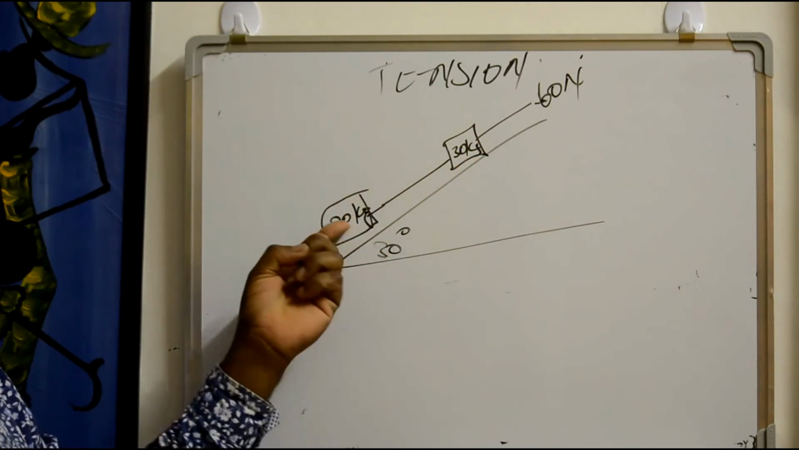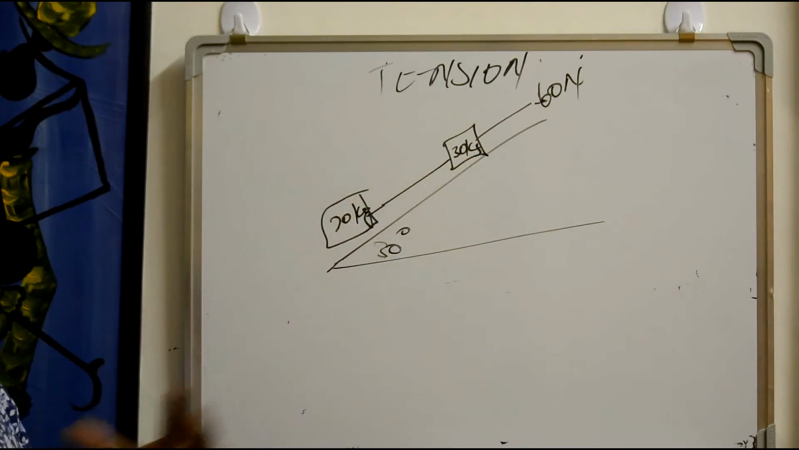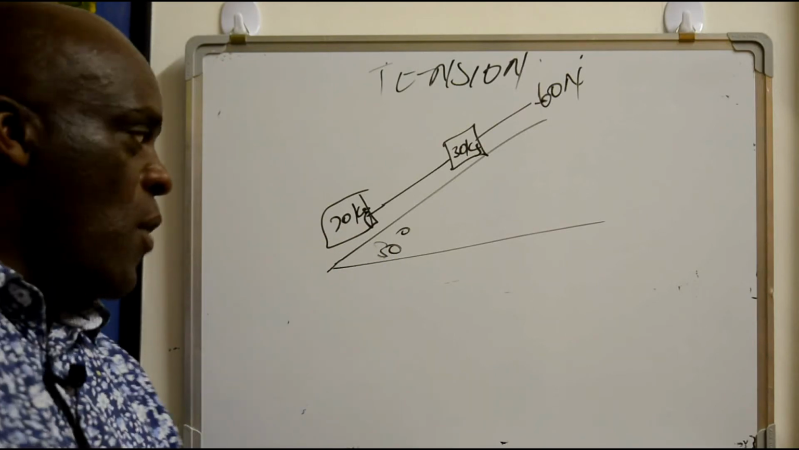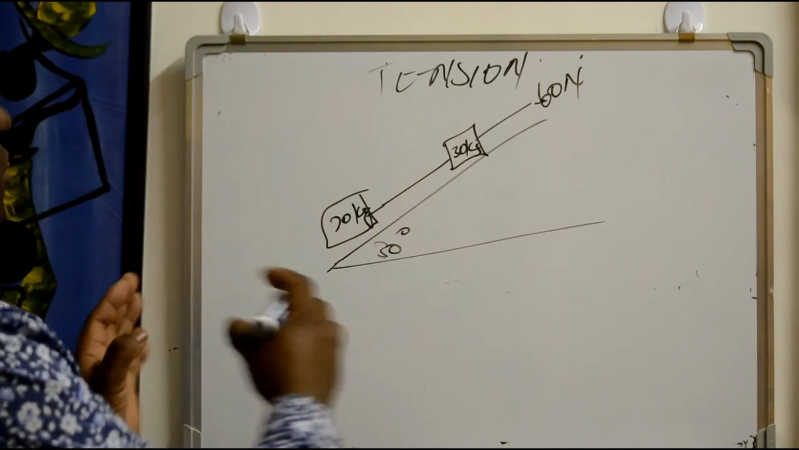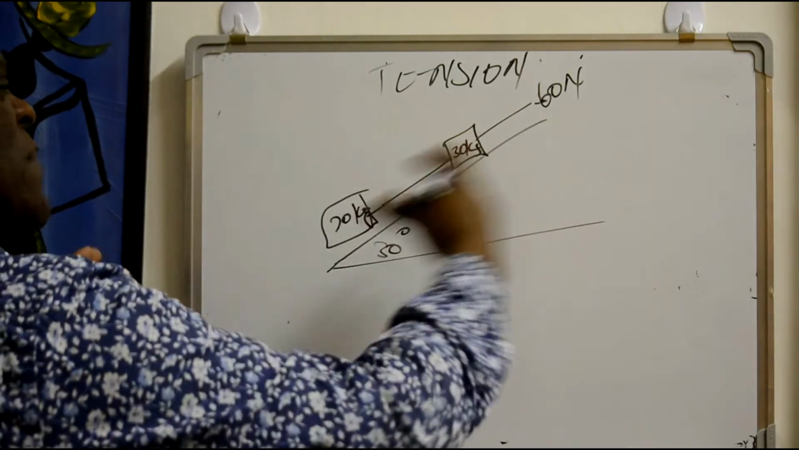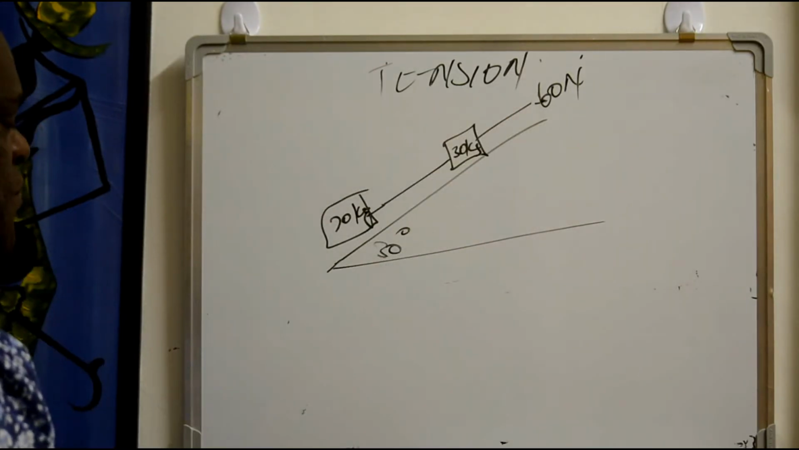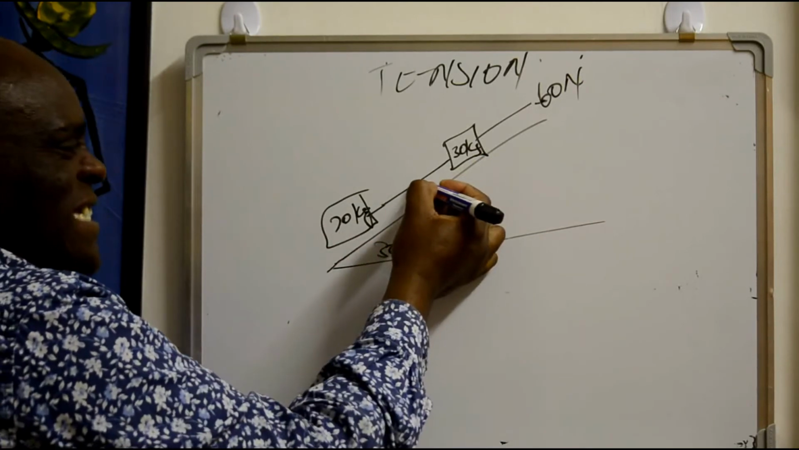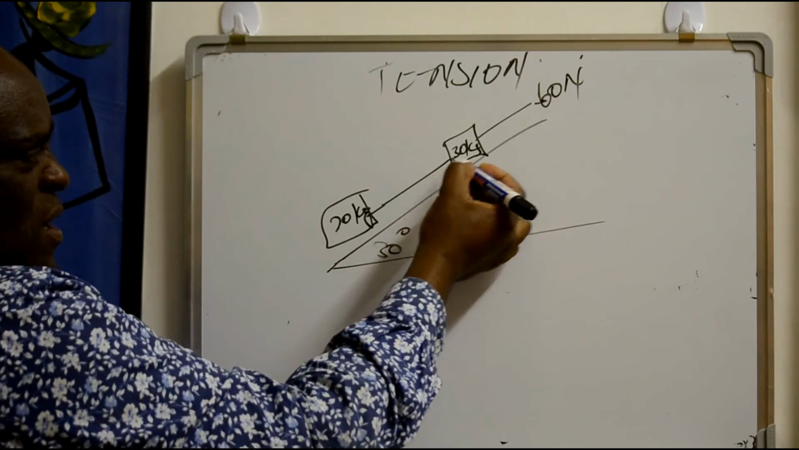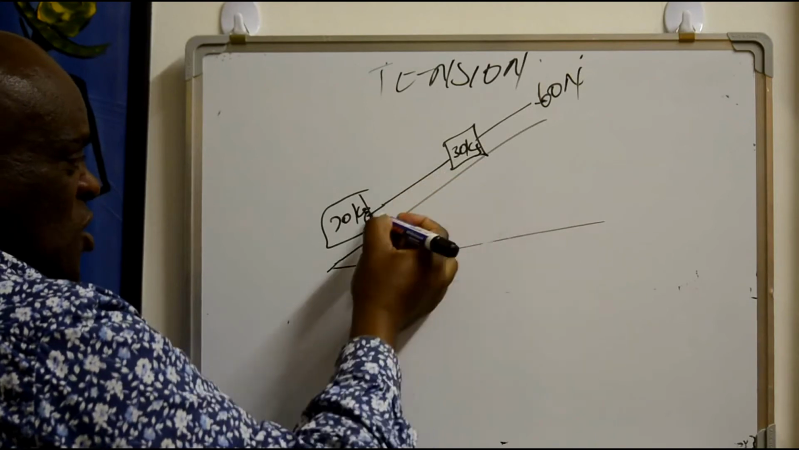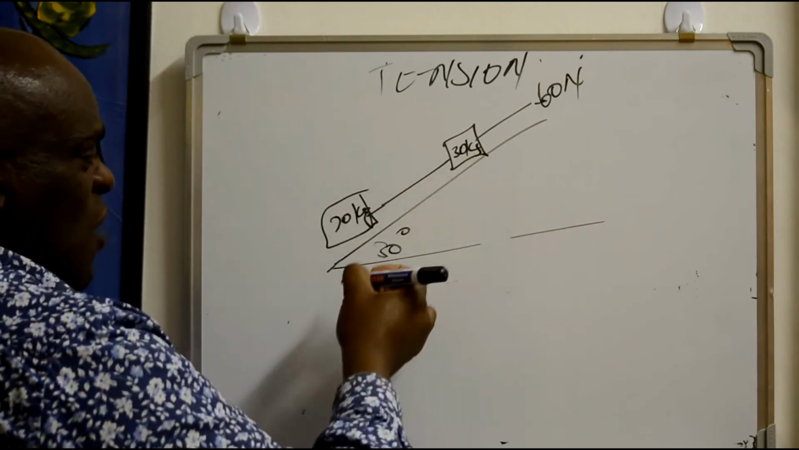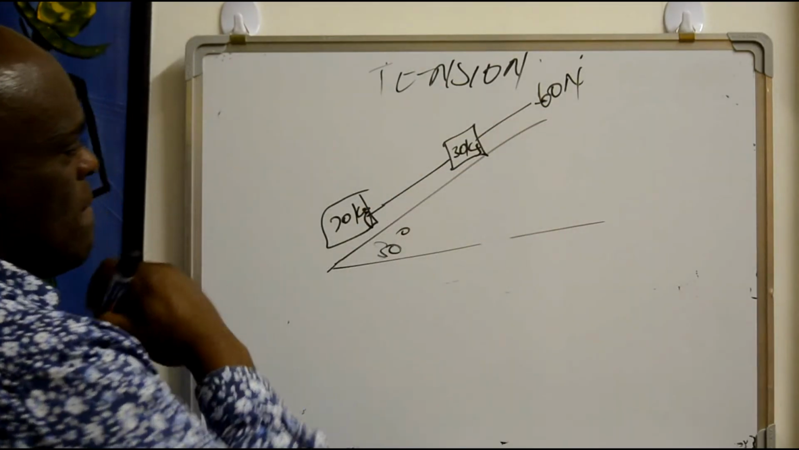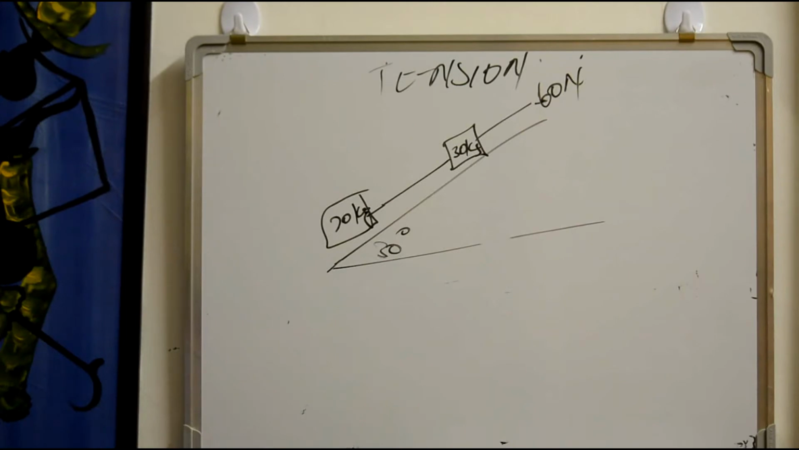And then there is also 20 Newton. I'm not going to calculate, but I just want to show how to express the whole situation. Between this 30 kg and this 20 kg there is a tension. Here is a rope. There is a tension between them. How do we express this?